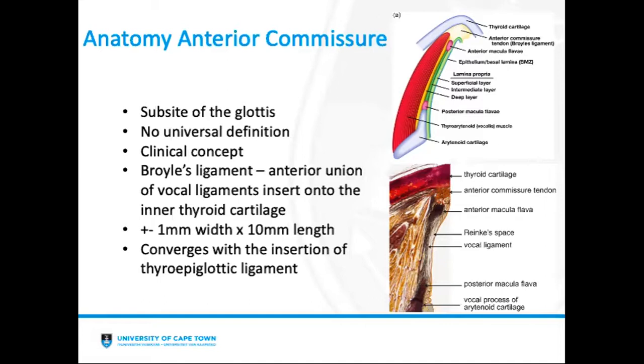Practically speaking, the anterior commissure can be considered as a clinical concept used to describe the anterior part of the glottis, measuring approximately 1 millimeter in width by 10 millimeters in length, where the true vocal cord ligaments converge anteriorly as a fibrous band or tendon known as Broyles tendon, and it inserts onto the inner aspect of the thyroid cartilage. It's further considered to be in continuity or in at least close proximity to the insertion of the thyroepiglottic ligament.